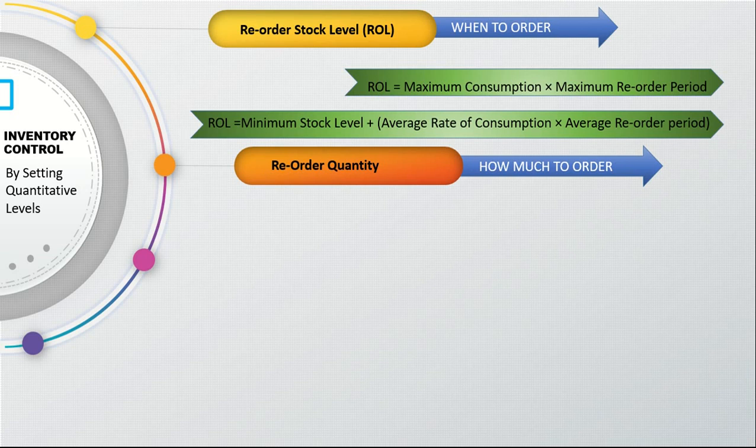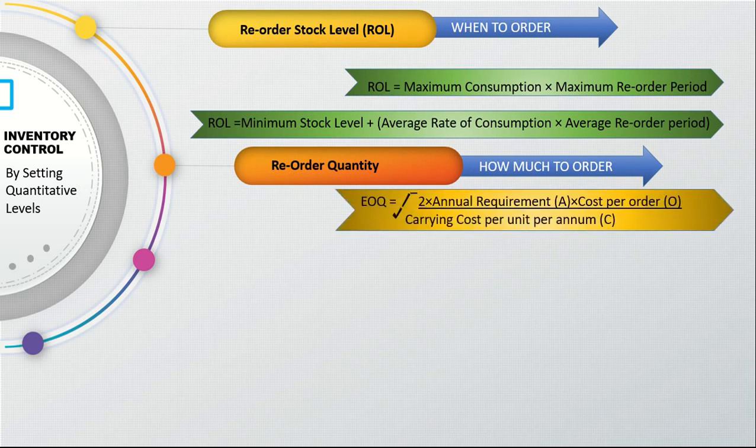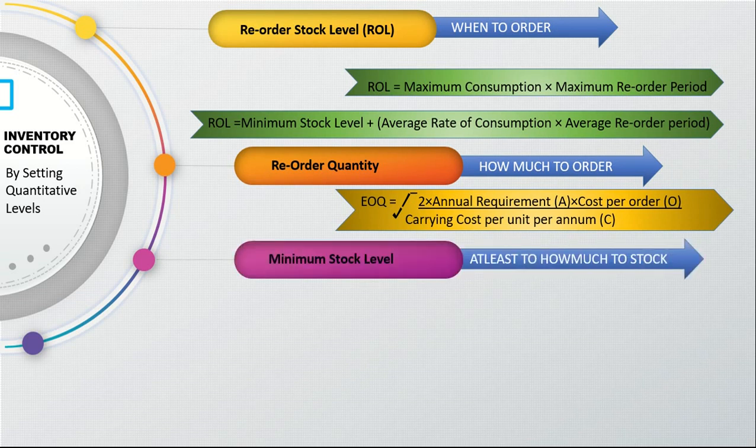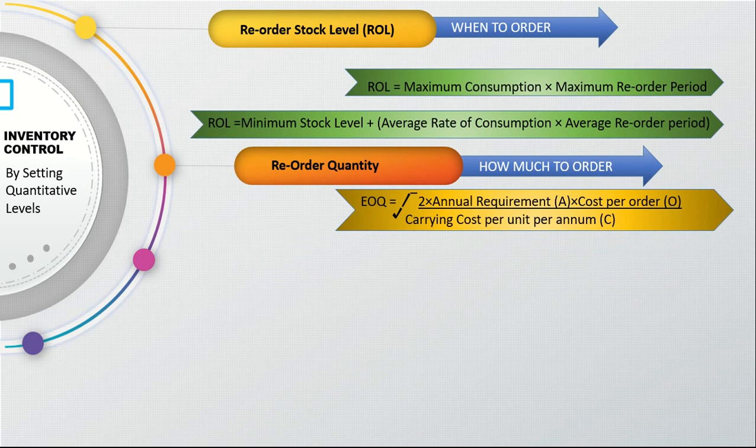The economic order quantity, EOQ, is calculated as below. EOQ equals the square root of 2 multiplied by annual requirement multiplied by cost per order, divided by carrying cost per unit per annum. Annual requirement, A, represents demand for raw material or input for a year. Cost per order, O, represents cost of placing an order for purchase. Carrying cost, C, represents cost of carrying average inventory on an annual basis.